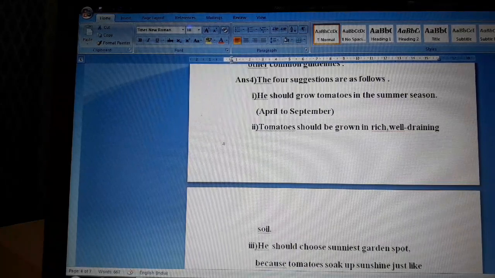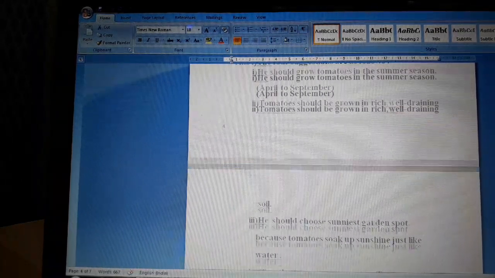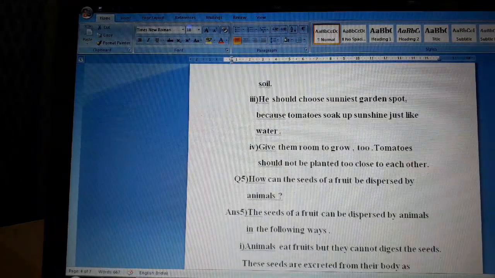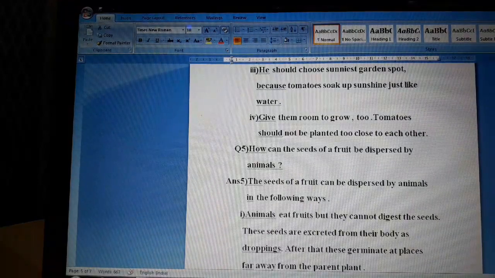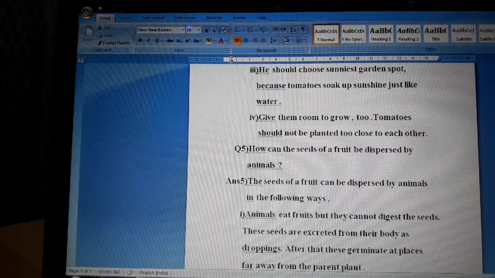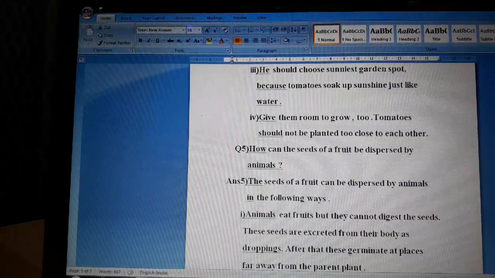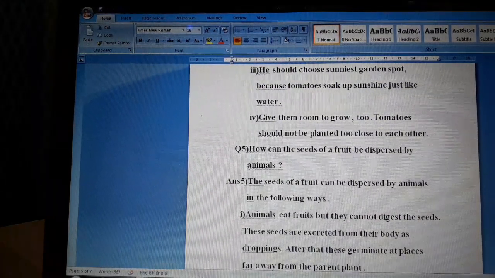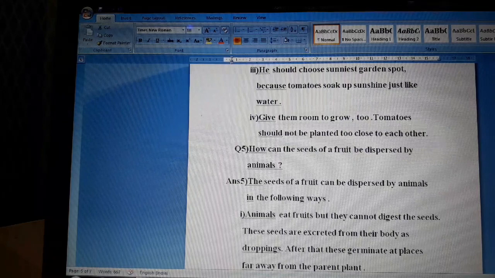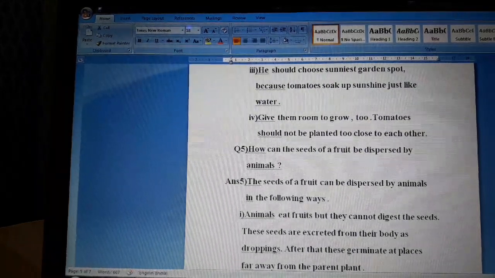Okay. And the farmer should choose the sunniest garden spot, because tomatoes soak up sunshine just like water. They soak up sunshine just like water. They absorb a lot of sunshine, like water. So it should be grown where they get proper sunshine.